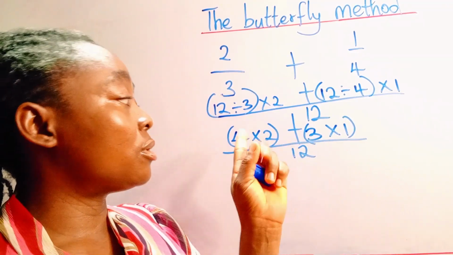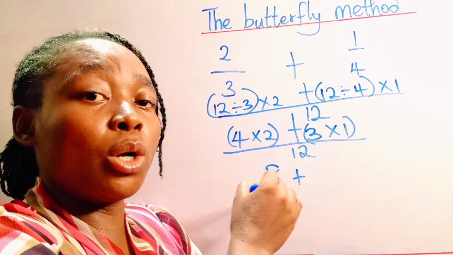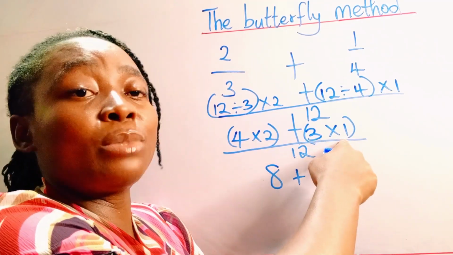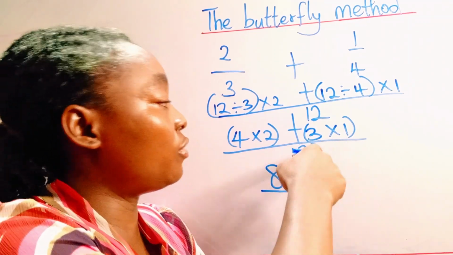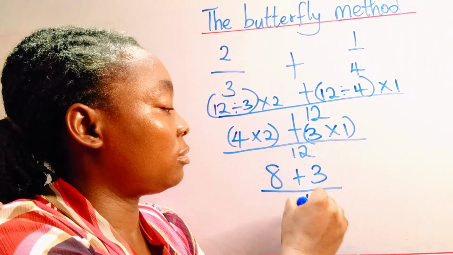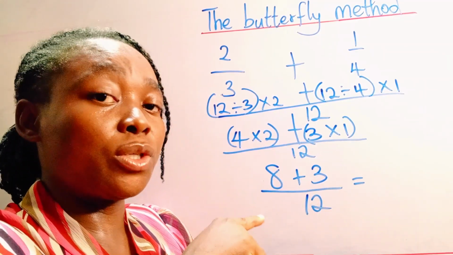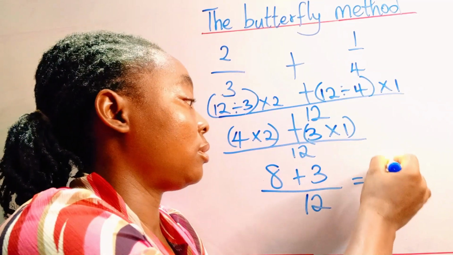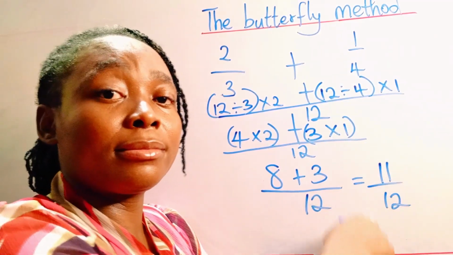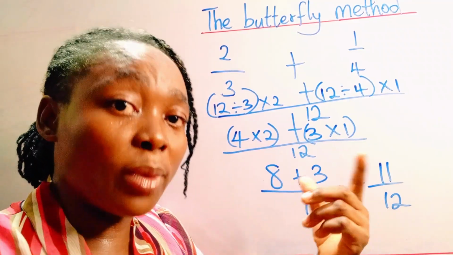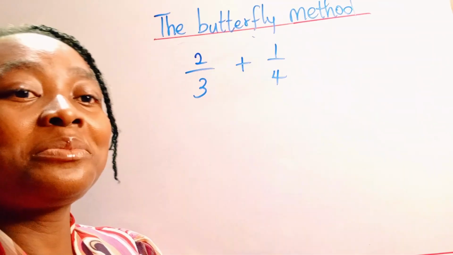Now we'll multiply out. 4 times 2 is 8. 8 plus 3 times 1 is 3. All over 12. 8 plus 3 is equal to 11. 11 all over 12. This is our final answer. Now we are done solving it the textbook way. Let's go ahead and solve it using our pro hack style.